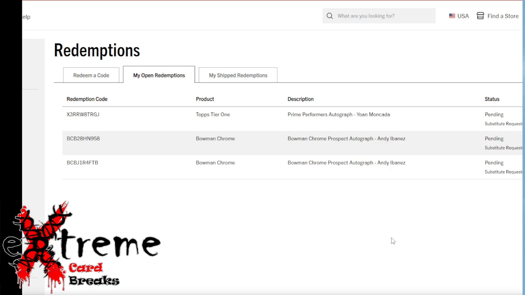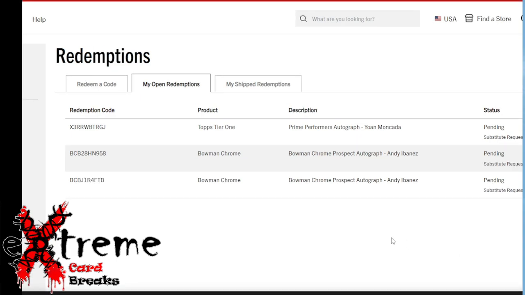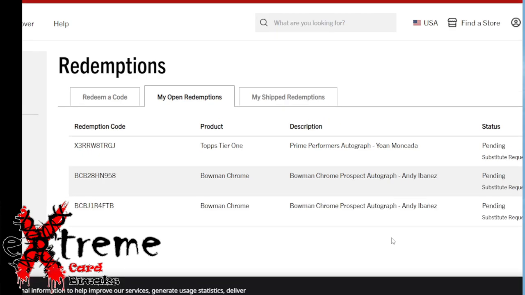Actually, let me just blow this up a tad for the screen. You guys can see it says pending substitutions and all that. The Andy Ibanez, I want to say I've had those in since like 2017. And probably since like 2020, I've been pending a substitution request. I mean, how hard is it for Topps to find a card that was valued at that amount of money and send me something? I don't know how many other people have this issue. If you do, or if you had it resolved somehow, you can always hit me in the comments or send me an email.